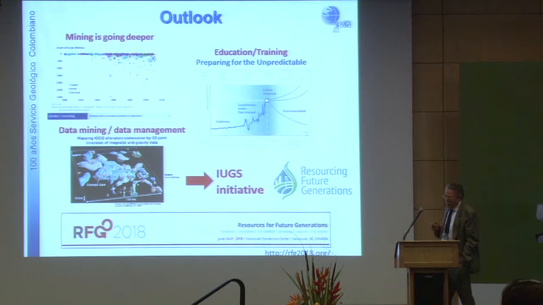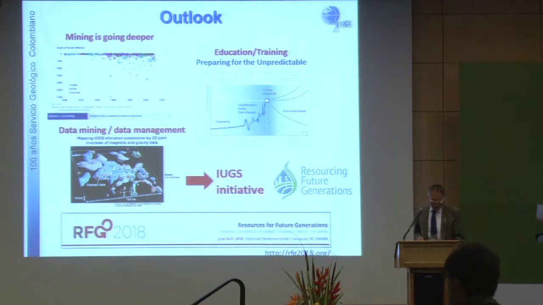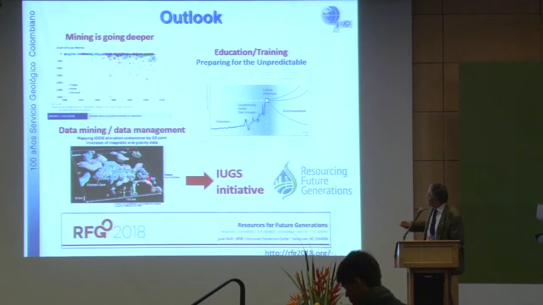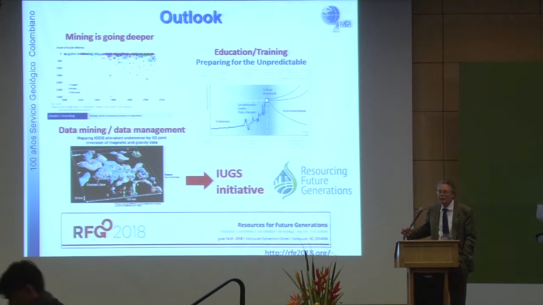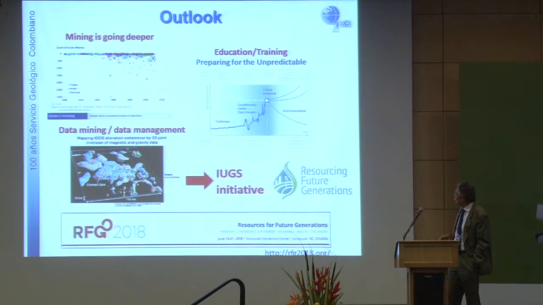So what I think is we have to prepare, and this is a slide from another talk where we are dealing with hazards. We need to change our education and training in order to be prepared for the unpredictable if you think in hazards, but also for the unpredictable if you think in where are the resources to be found at depths. And IUGS has founded a new initiative which is called Resourcing Future Generations. There are from time to time open calls where one can get some seeding money if one has a good idea related to resources right now.